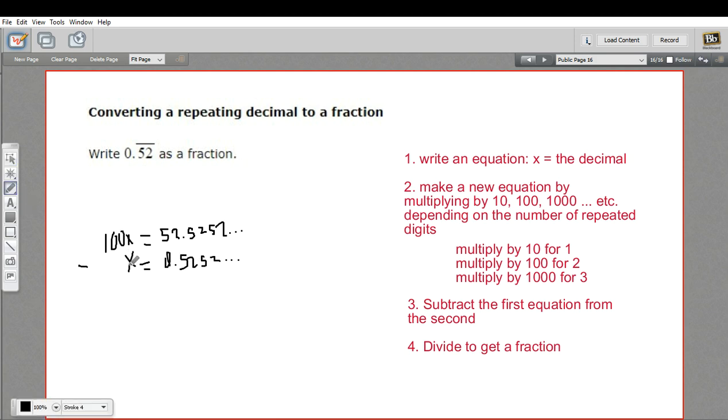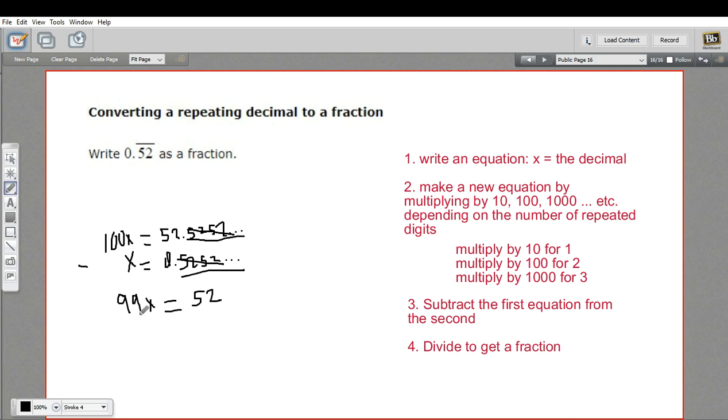So 100x minus x, that's 99x. And here's where the magic comes in. The 52.5252 dot dot dot minus 0.5252 dot dot dot. The part that's the same here is everything that comes after the decimal point, including the dot dot dots. So even though this goes on to infinity, there are 2 things that go on to infinity, and we're subtracting them, so this part just disappears, and we get 99x equals 52.